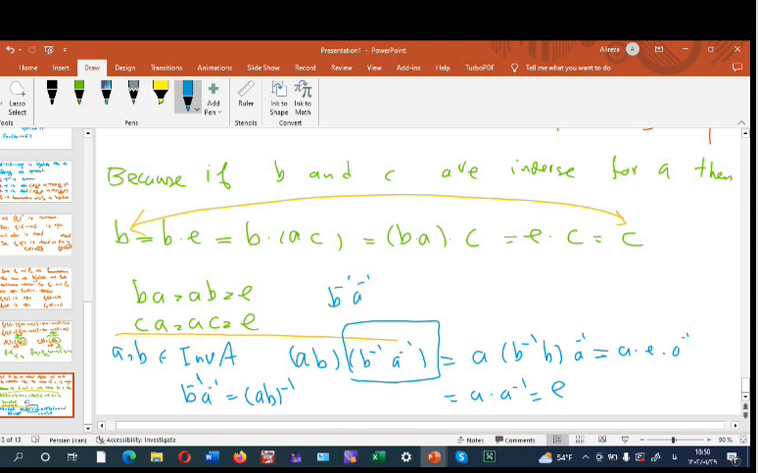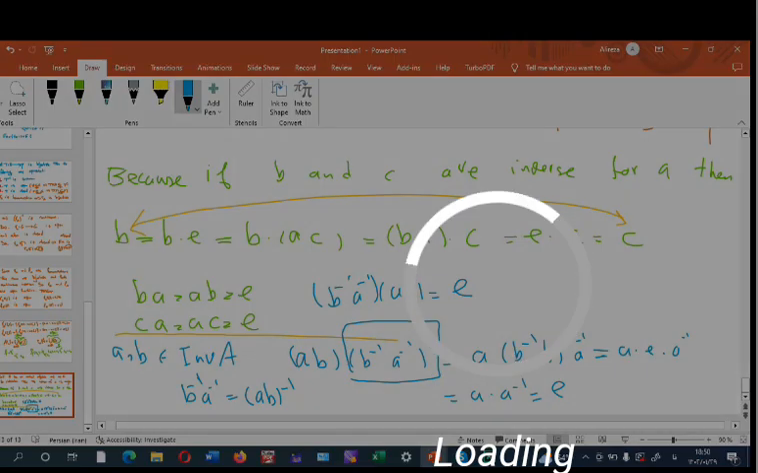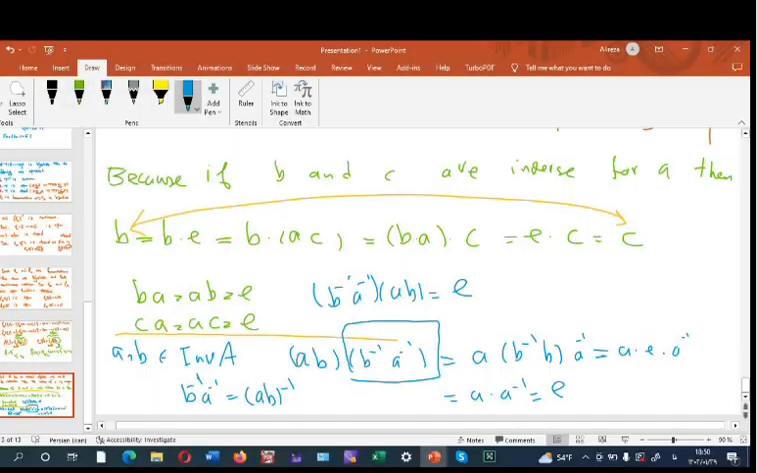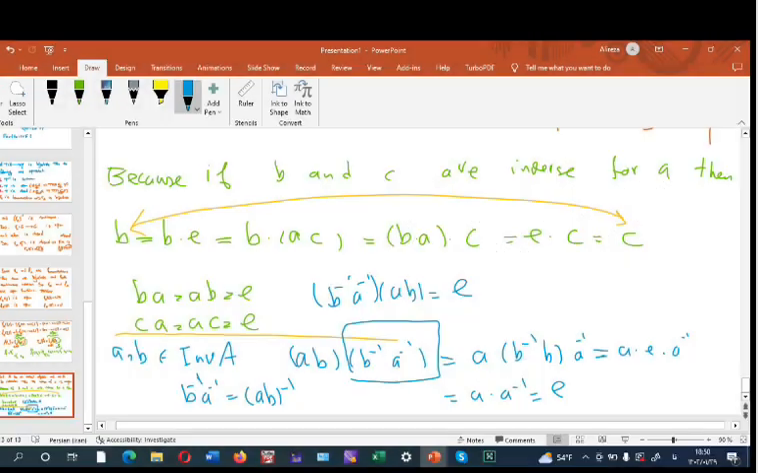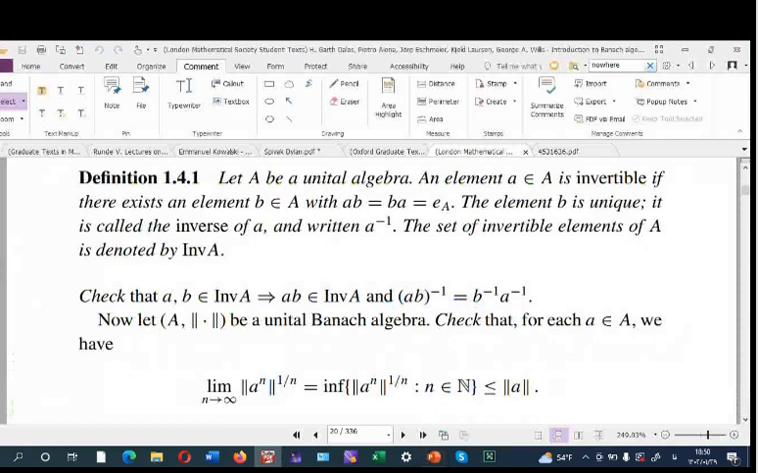Similarly, we have this for the multiplication, so that this must be the inverse of this element, and this is the proof of this statement.